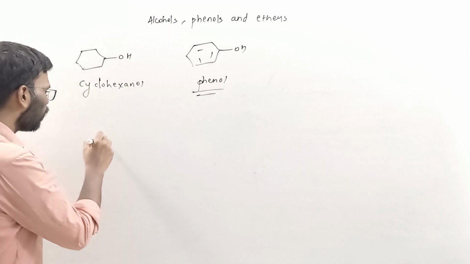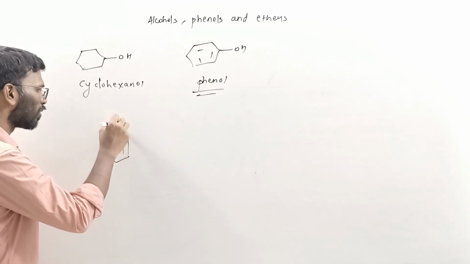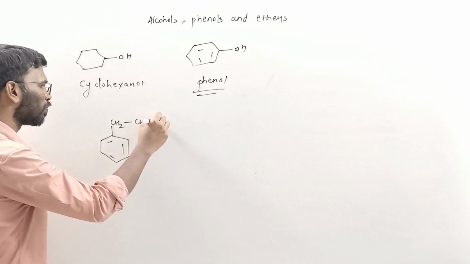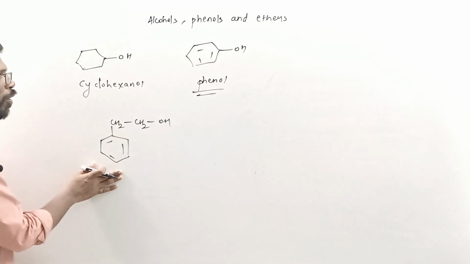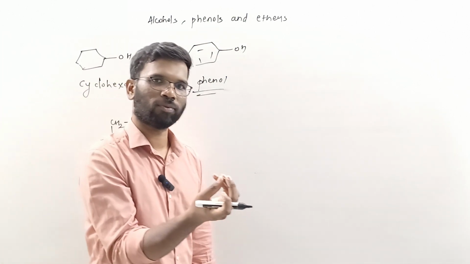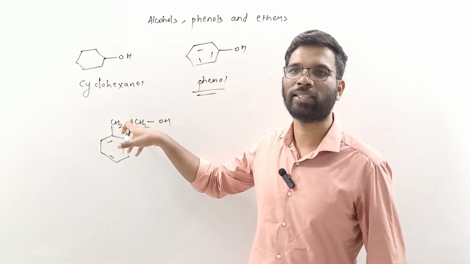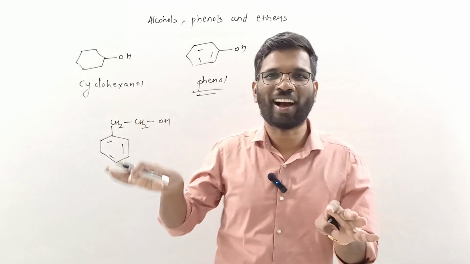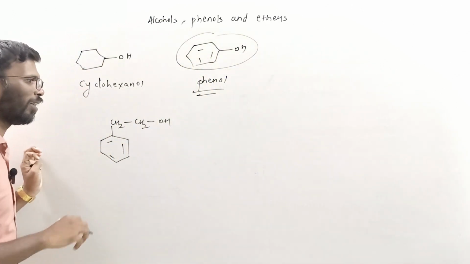Now this will come under what category? Now, this is CH2 OH. Okay. So this will come under what category? Is it aromatic? OH is connected to what? OH is not connected to benzene. It is aliphatic. So this is an alcohol and not a phenol. Phenol is only this, with OH directly connected to benzene.